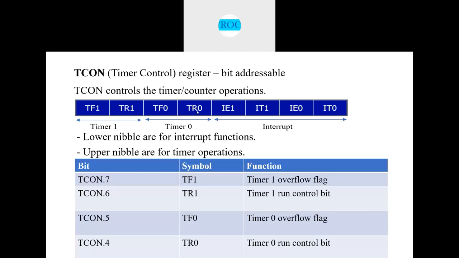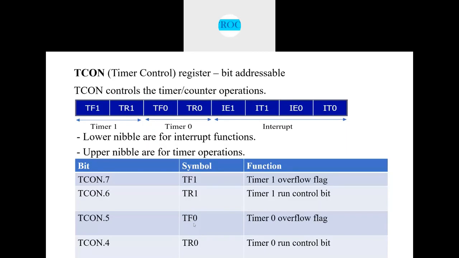And what is this TR here? As you can see from this diagram, TF1 is the timer 1 overflow flag. TR1 is the timer 1 run control bit, the timer starter bit I mentioned. It is the timer 1 starter bit.